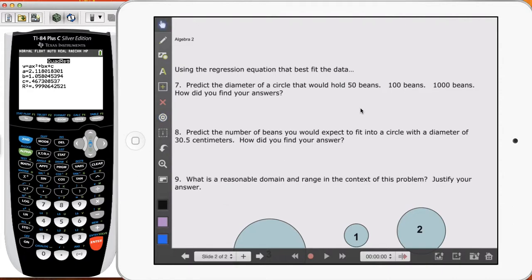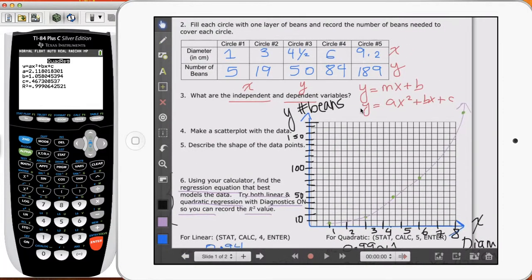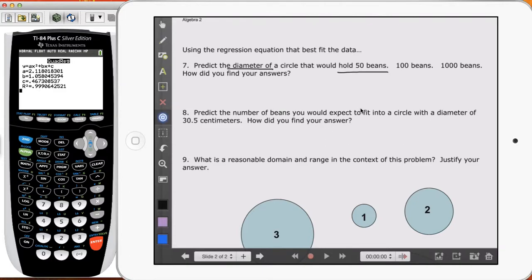In here, they're gonna give you certain data, maybe either X or Y, and you need to find what's missing. So let's look at number 7. In number 7, they tell me to predict the diameter of a circle that would hold 50 beans. So what is given in this case? Is X given or is Y given? Let's go back to our table and see. What did we label as Y? The number of beans is going to be my Y, and the diameter is going to be the x. So that's why it's very important from the beginning to decide which is x and which is y. So in this case, they want you to find x when y is 50.